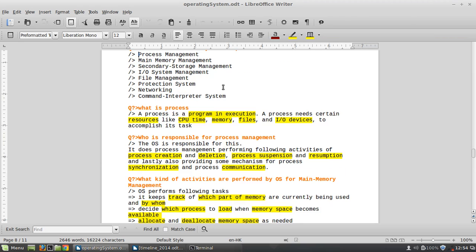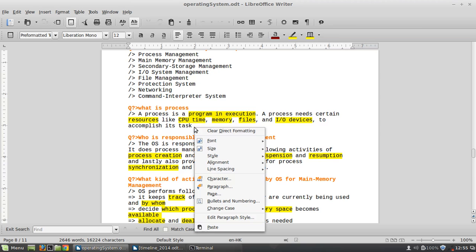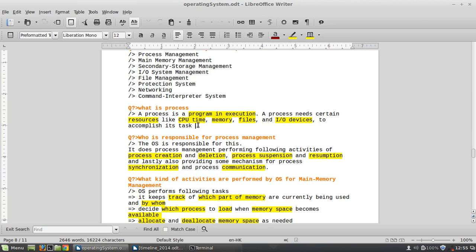Now the second query is about what a process is. A process is a program in execution. So it's a program which is in a running phase. A process needs certain resources like CPU time, memory, files, and I/O devices to accomplish its task. This is a brief description of what a process is.